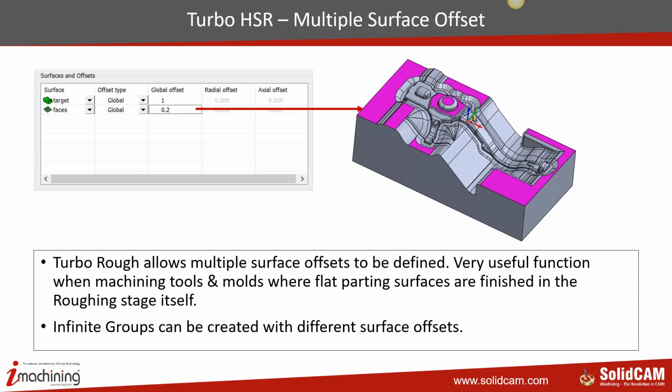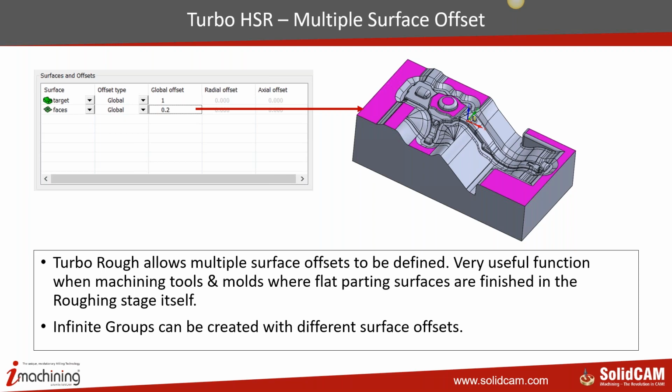Second highlight of Turbo Rough is the fact that you have now an option to define multiple surface offsets, which means you could define the entire model as one part, and then you could derive areas from there which need a different offset. For example, you see on your screen here, you've got one part which is having, let's say, 1 millimeter offset, and all the pink colored surfaces, I can select them as a secondary group of surfaces. Those are going to get 0.2 millimeter offset. I can put like this infinite number of groups with different offsets.